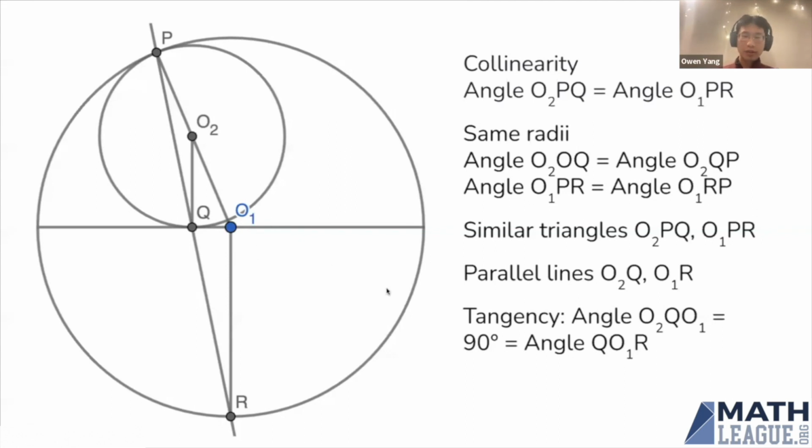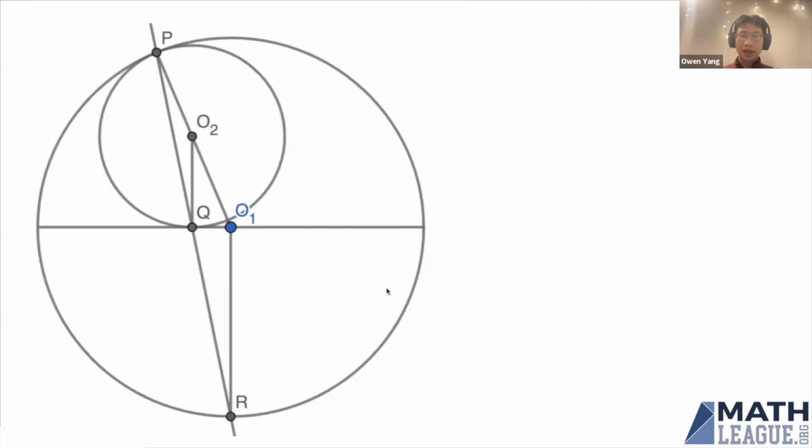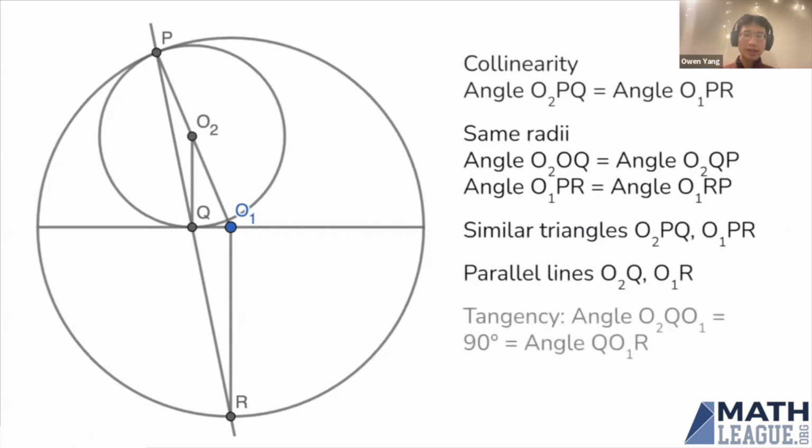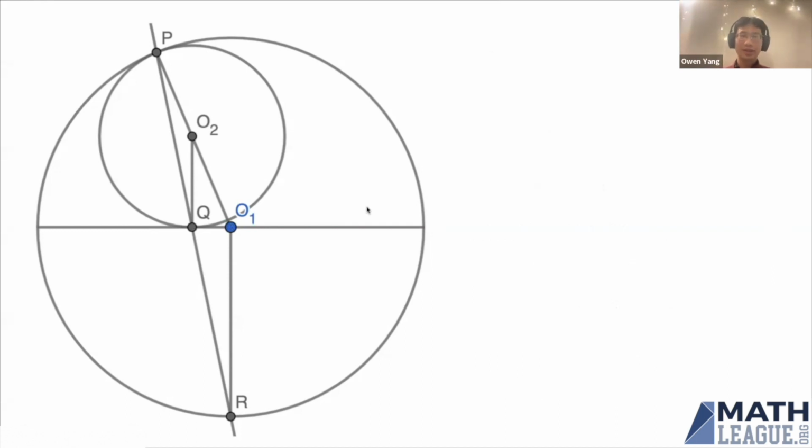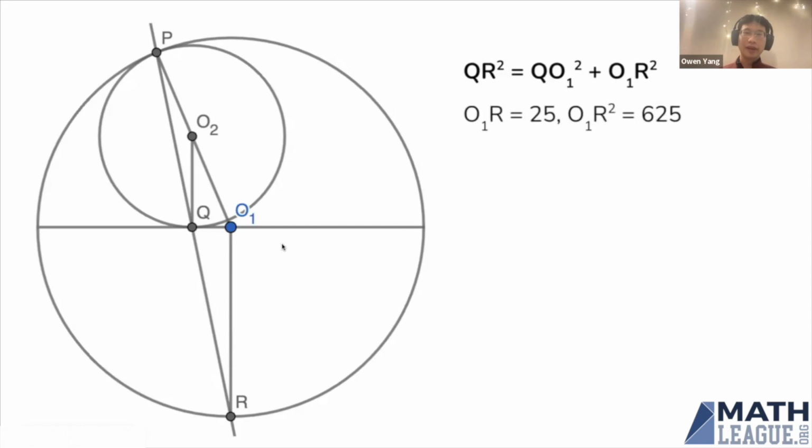So now, how are we going back to the problem? We want to find QR squared. The way we can do that now is by using the Pythagorean theorem, because we know that this is a right angle here at O1. We can just take the sum of the squares of those two side lengths. It's quite convenient because we already know one of them. O1R is just the radius of the big circle, which we said was 25. So O1R squared is 625.